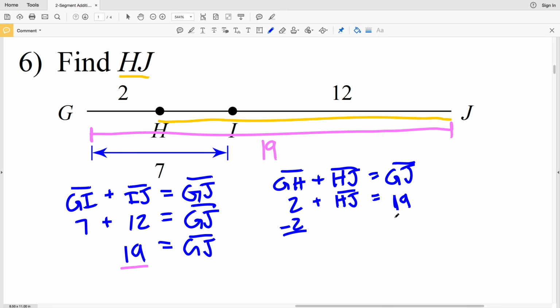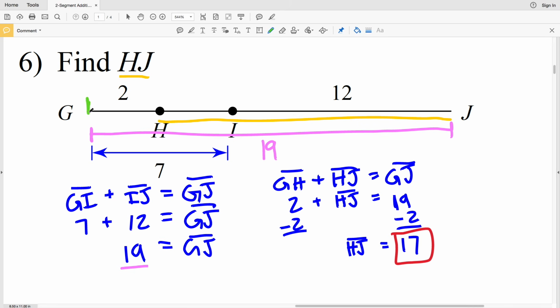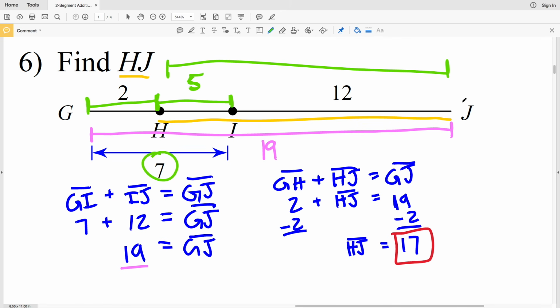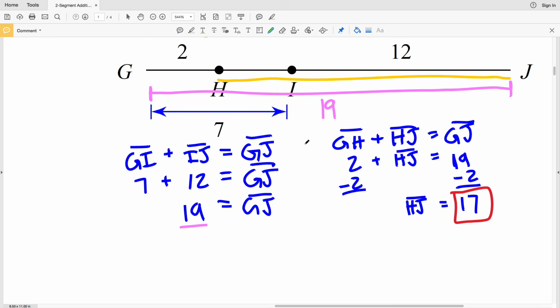My final step is just to subtract by 2. When I do that, I'll find that segment HJ is equal to a length of 19 minus 2, which is 17. Now, there are multiple ways to do number 6. You could also recognize that GH plus HI is equal to 7. Taking 2 away from 7, you would get that HI is equal to 5. And then you could just add 5 to 12 to get HJ, which is 17. So just because I'm finding the length of segment HJ one way doesn't mean there's not another way to figure it out. Let's move on to number 7.